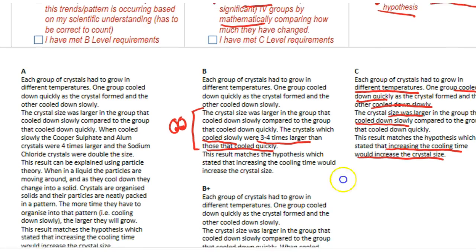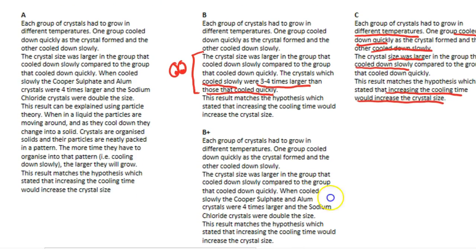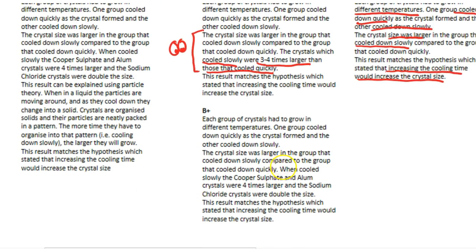If you want to really, you could actually describe that even better than that. I actually put down here, I split it up even further. When you look at the actual graph, the copper and the aluminium were 4 times larger. The sodium was double the size. Okay, so I've actually been a bit more specific. And if I saw something to that level of specificity, I would actually give them a B+, because they can't do any better than that.